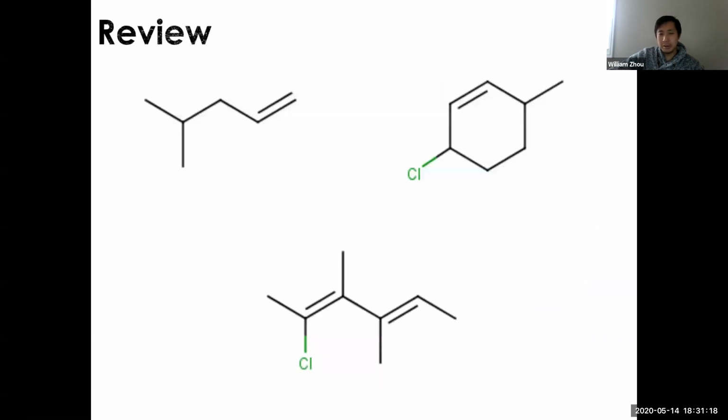Let's name these three structures that contain double bonds. You need to know how to name a double bond in order to learn how to name a triple bond because they're very similar. So I'll give you 3 minutes and I'll take these ones up.